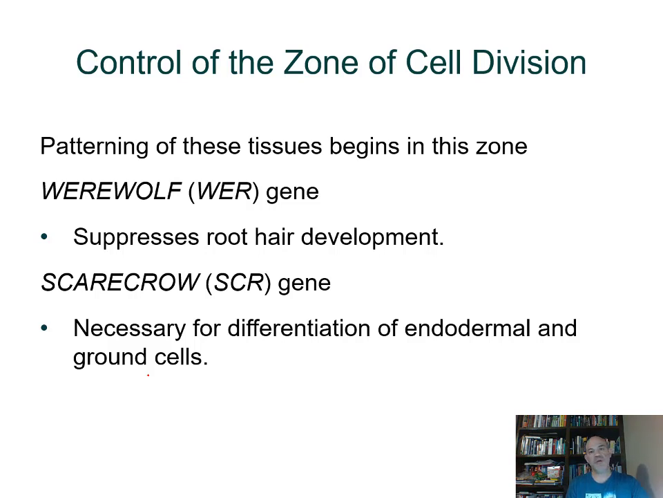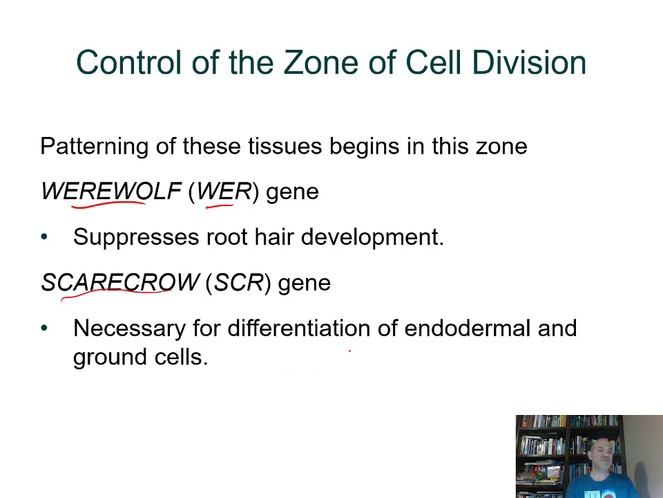For example, whether or not you're going to develop a root hair on the dermal cells. That's going to be controlled by a gene called the WER gene, or werewolf, and then one called the SCR, and then they just nickname it the scarecrow gene. The one for the WER gene, or the nickname werewolf, is involved in suppressing root hair development. So you don't want every epidermal cell at that part of the root to have a root hair. So you have to have some control.